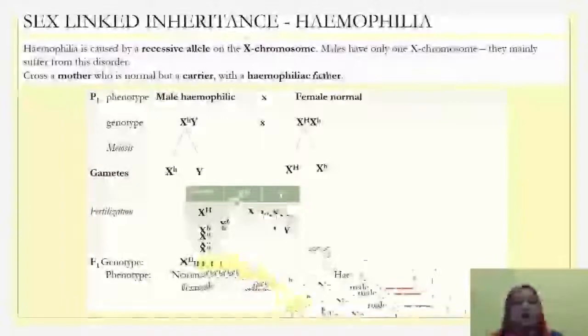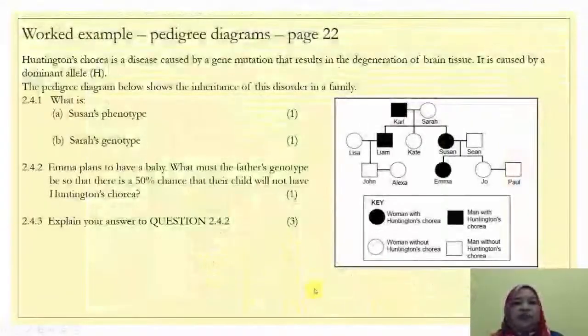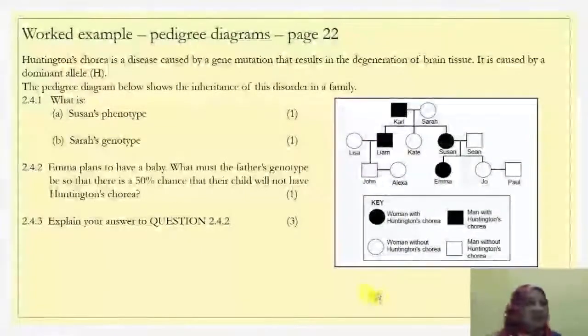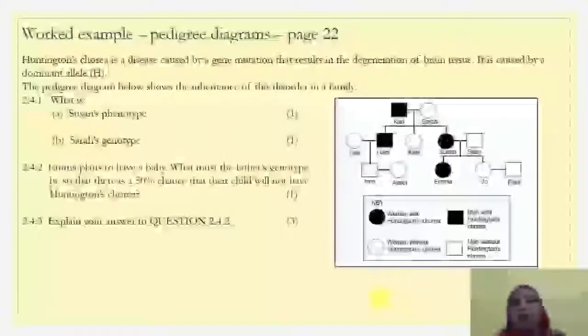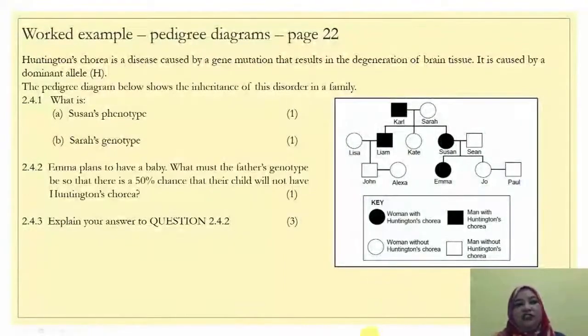So the next thing we are going to look at is pedigree diagrams. When we do pedigree diagrams, there are certain rules that we follow. The first thing you do is you look at your key. So we're looking at the key here. It says Huntington's chorea is a disease caused by a gene mutation that results in degeneration of brain tissue. Okay?